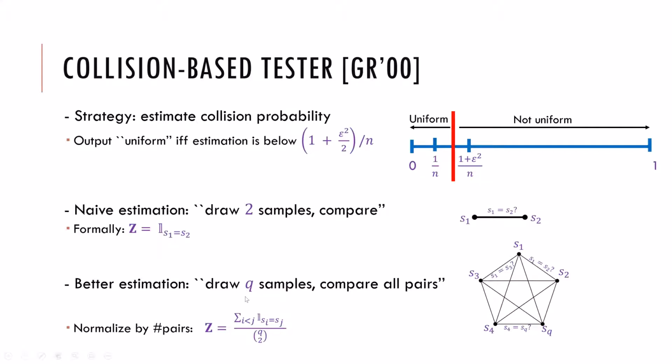So the tester is this: draw Q samples, compare all possible pairs, and normalize by the number of pairs. So count the collisions, normalize by the number of comparisons that you've made, and this is a good estimation for the collision probability, as long as Q is large enough.